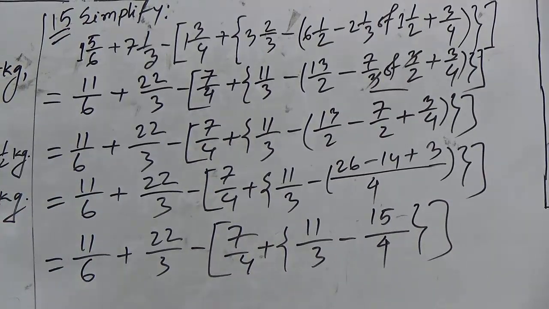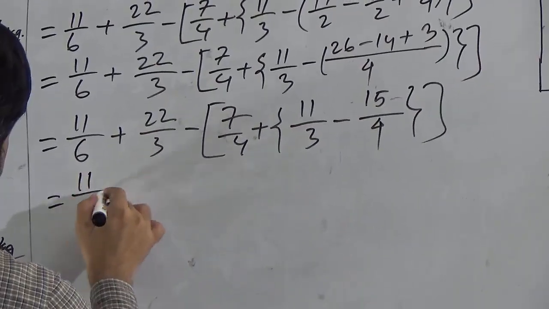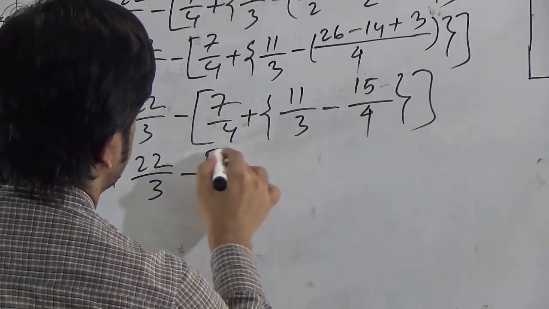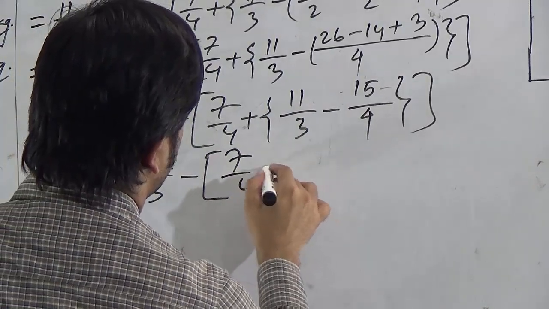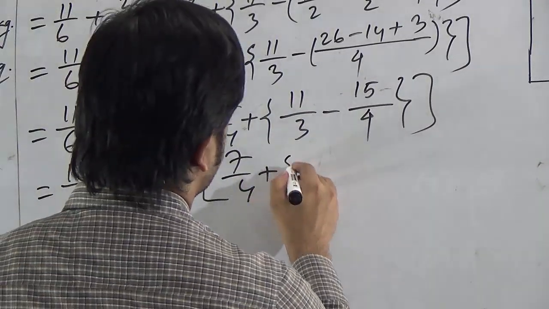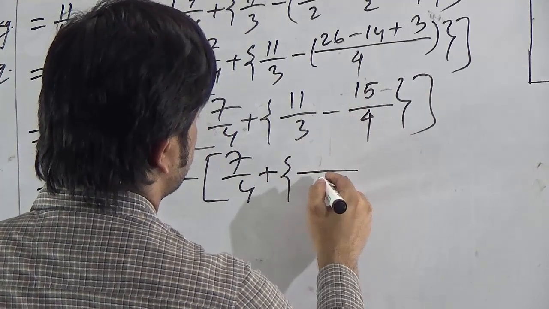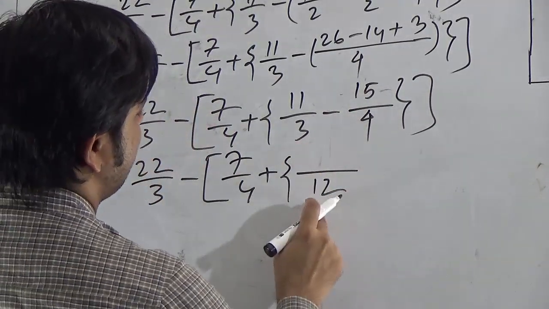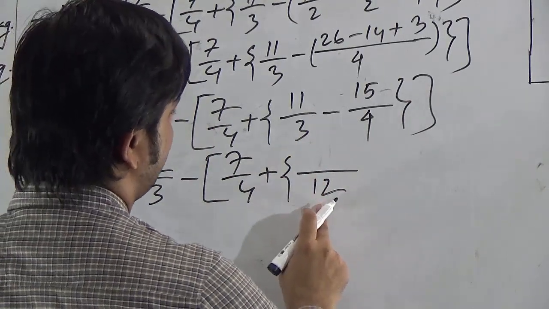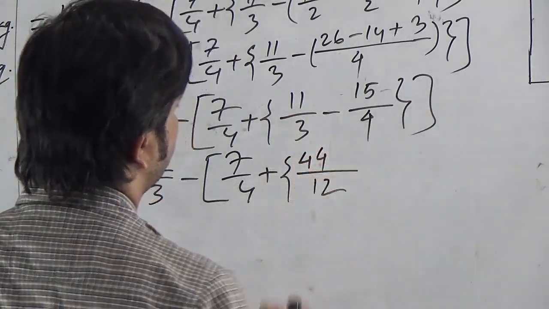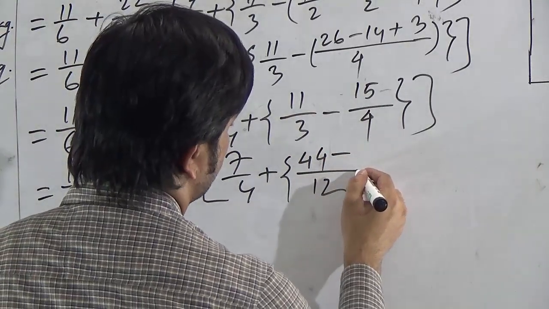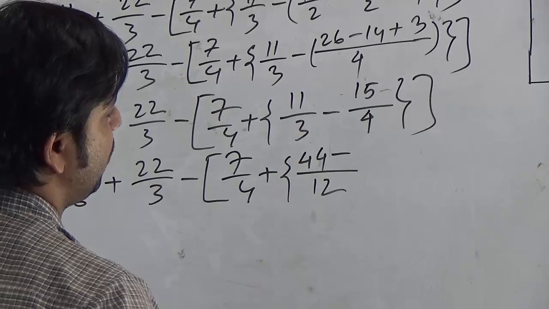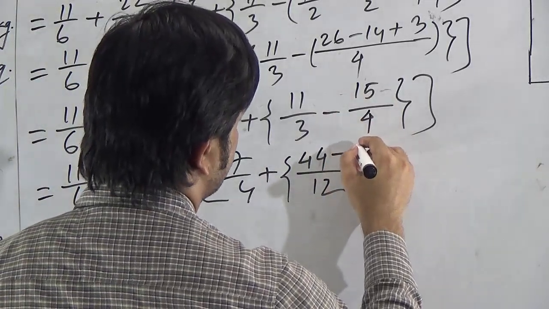Next line. Now we have to remove the second bracket. It means we have to complete the work of the second bracket. Except the second bracket, all the terms will remain the same. As here is subtraction, we just have to do the LCM. LCM of 3 and 4 is 12. Now divide 12 by 3. You will get 4. So this will be 4 11s are 44. Here is minus. Now divide 12 by 4, you will get 3. 3 15s are 45.